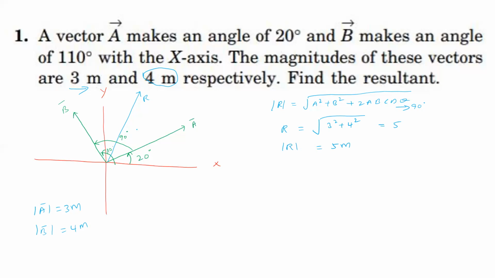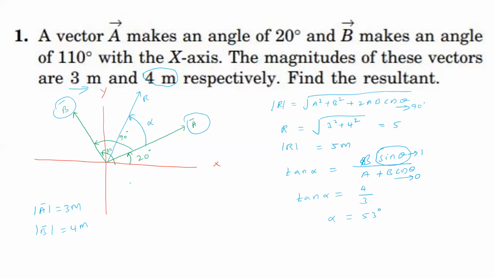And we have to find the direction. Now let us assume the angle made by the resultant with A bar is alpha. Tan alpha is equal to Q sin theta divided by P plus Q cos theta, where Q we take as B vector and P we take as A vector. That means B sin theta divided by A plus B cos theta. Here theta is 90 degrees, so the cos term is 0 and sin theta is equal to 1. Now we substitute: B is 4 and A is 3. Tan alpha is equal to 4 by 3, so alpha is approximately 53 degrees.